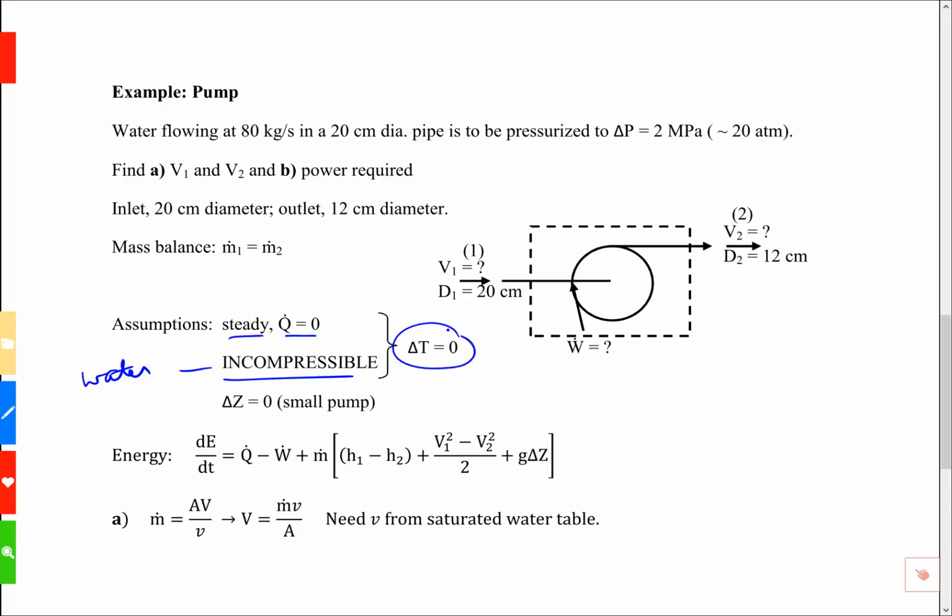Now, we're told nothing about the elevation change. Elevation change for water can be important. Because we're told nothing about it, I'm going to say that the elevation change is 0. We'll get to the energy balance in a minute.